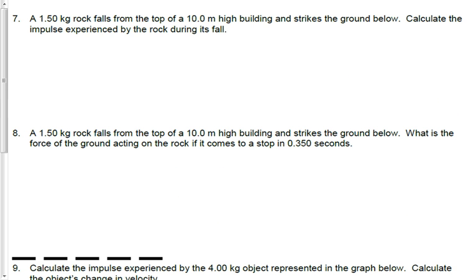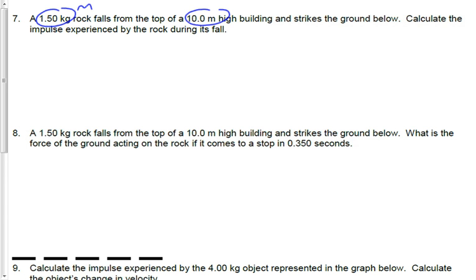Okay, let's take a look at number 7 now. 7 says, a 1.5 kilogram rock falls from the top of a 10-meter high building, strikes the ground below. What's the impulse experienced by the rock during its fall? Well, it's clearly an impulse question, right? Because it asks us for impulse. Not rocket science there. Now, it's not an easy question, but it is easy to determine what to do. It's impulse. We've got a mass here of a rock of 1.5 kilograms.